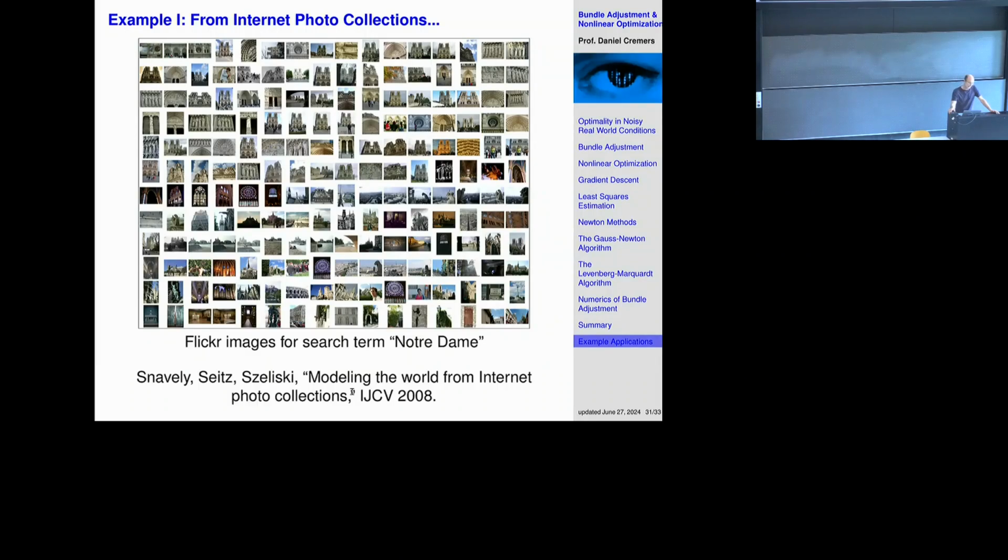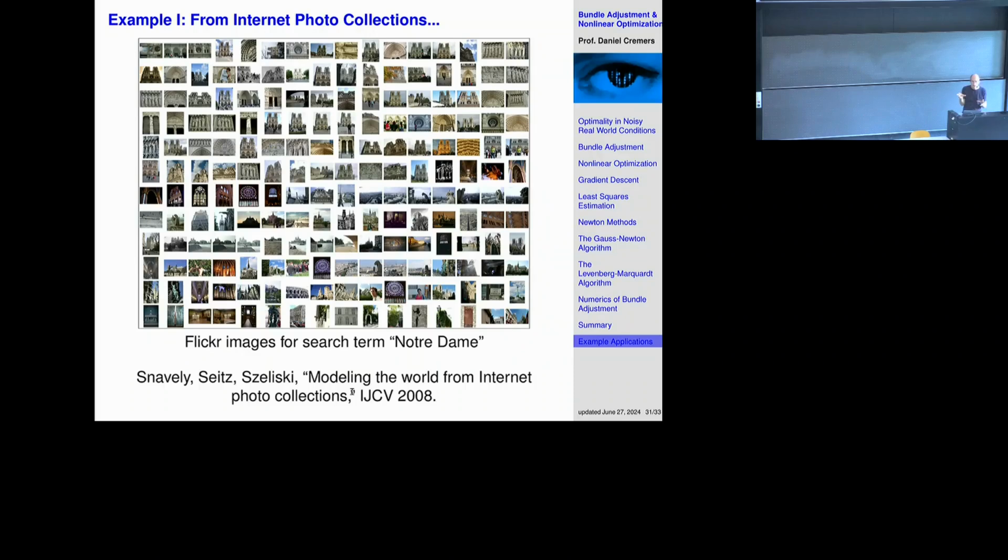And the key idea in this work was a somewhat groundbreaking one. They said the internet is full of images, either on Google or on Flickr or whatever data set you want to use. Tons of images are there. Can we put in a search term like Notre Dame, get all these images automatically in no time? And is that sufficient to reconstruct a 3D model of Notre Dame?